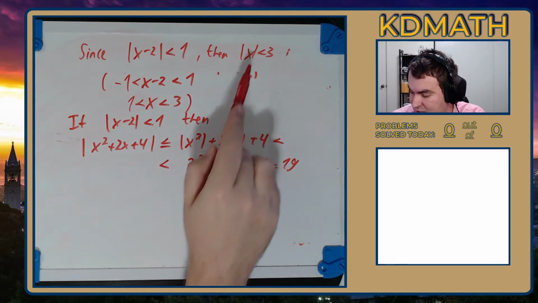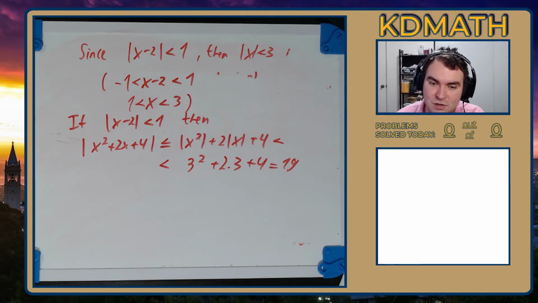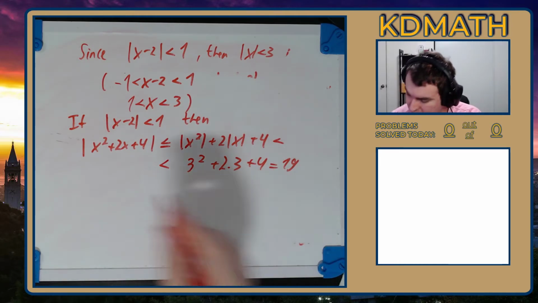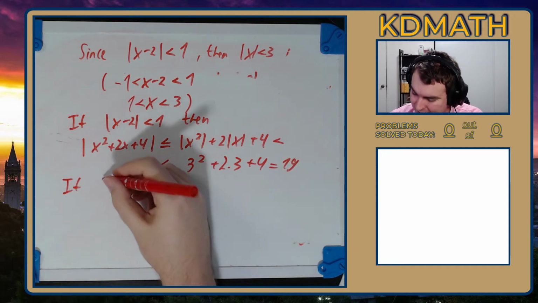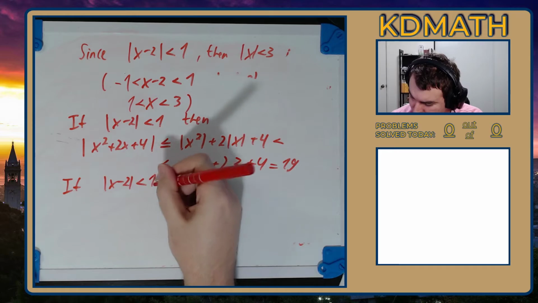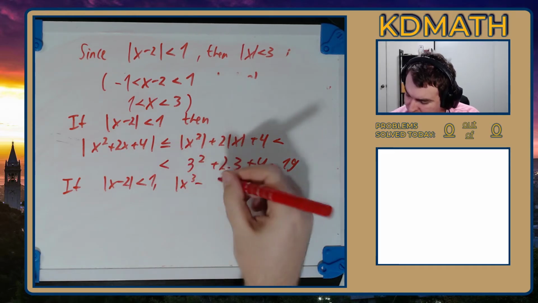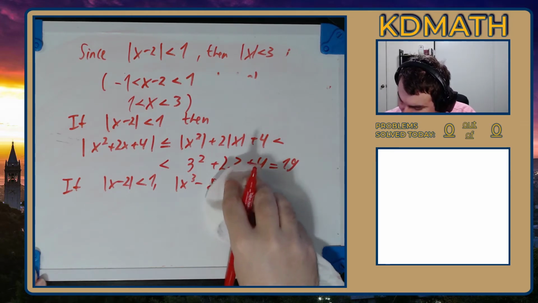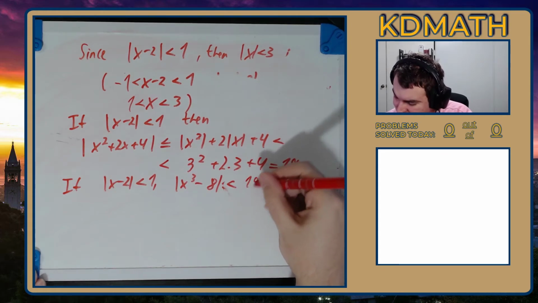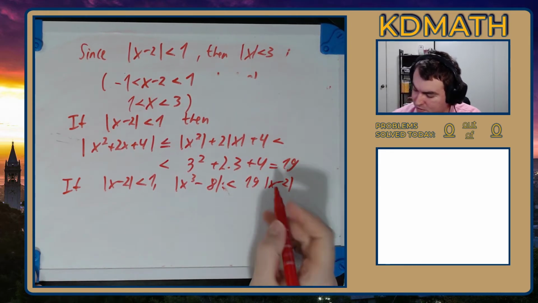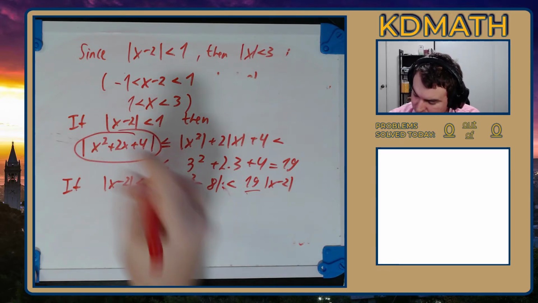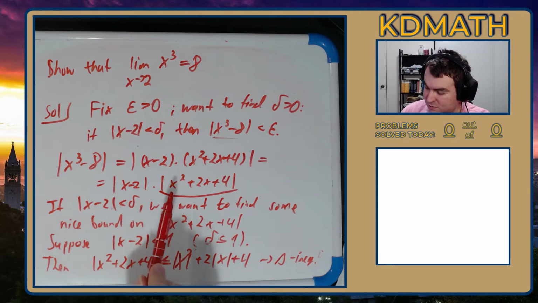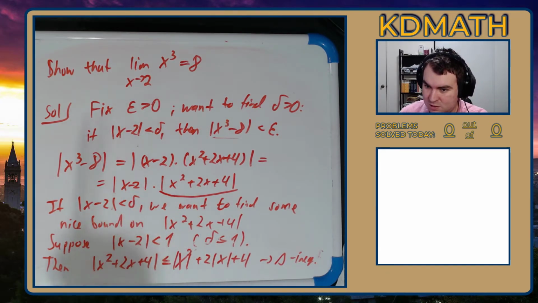Because the absolute value of x is less than 3, 2 times the absolute value of x will be less than 6. And finally, the 4 carries over. So, if the absolute value of x minus 2 is less than 1, the absolute value of x cubed minus 8 is strictly less than 19 times the absolute value of x minus 2. The 19 comes from this factor, and we already had factored this down to the absolute value of x minus 2 times the absolute value of x squared plus 2x plus 4.